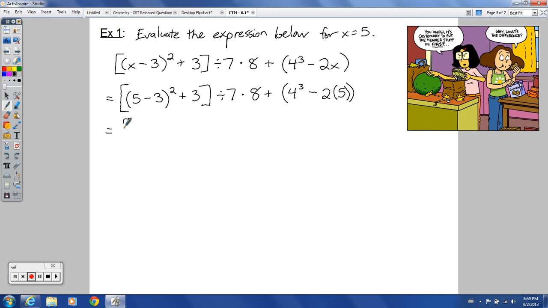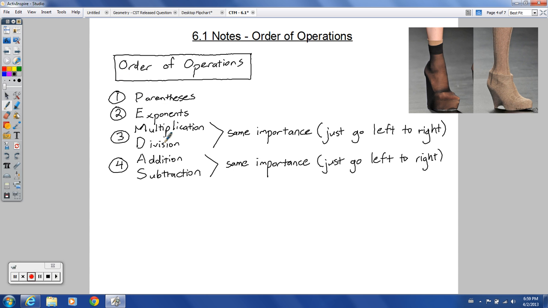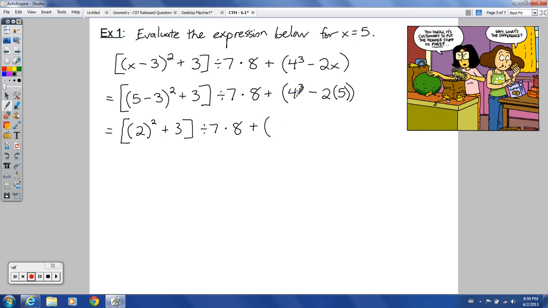And so here, this would be a 2. So I'd have 2 squared plus 3. This is still here. I didn't use the divide by 7 or multiply by 8 part. And then over here, I would want to take the exponent first. Now, PEMDAS, exponents comes before multiplication and division. So I'm going to do this next. 4 cubed is 4 times 4 times 4. 4 times 4 is 16, and then 16 times one more 4 would be 64.